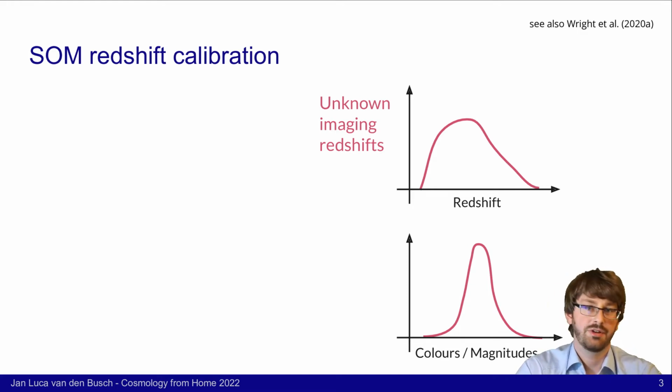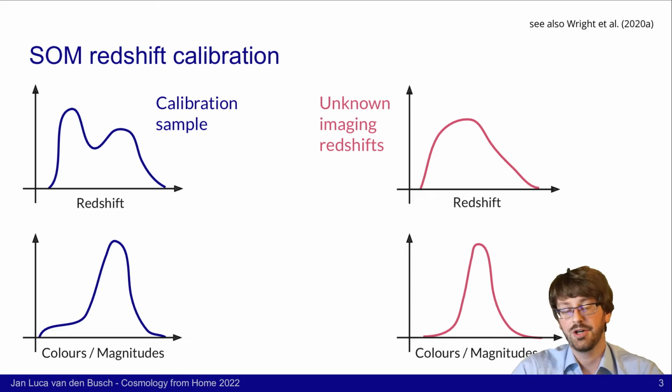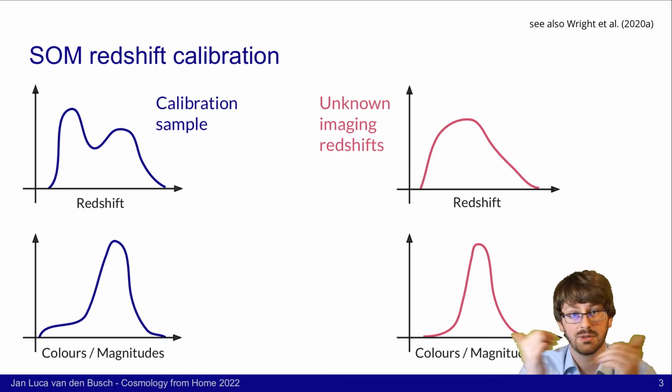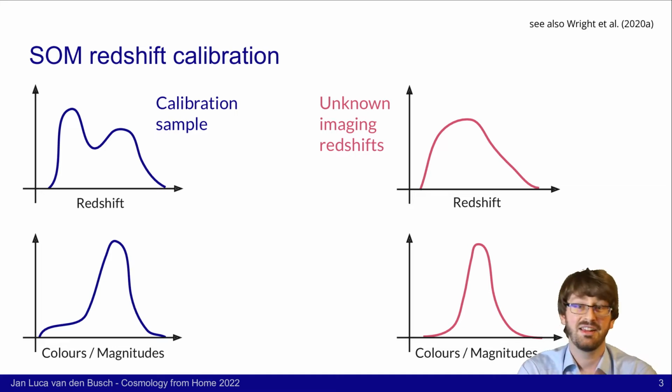So now additionally for this method we need a calibration data set, which is typically composed of spectroscopic redshift campaigns. And since the design of these spectroscopic campaigns is typically quite different from imaging, we have to expect that there's a significant difference in the distribution of these photometric observables, and therefore also the redshift distributions.